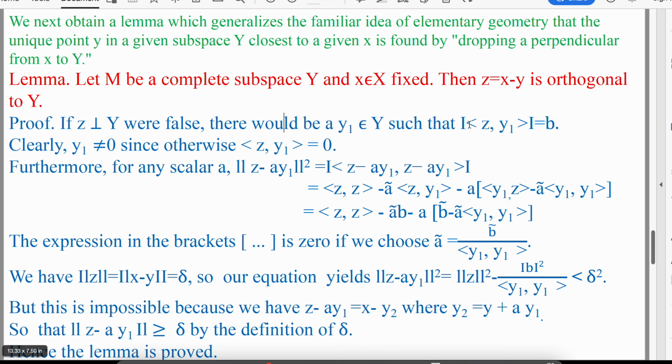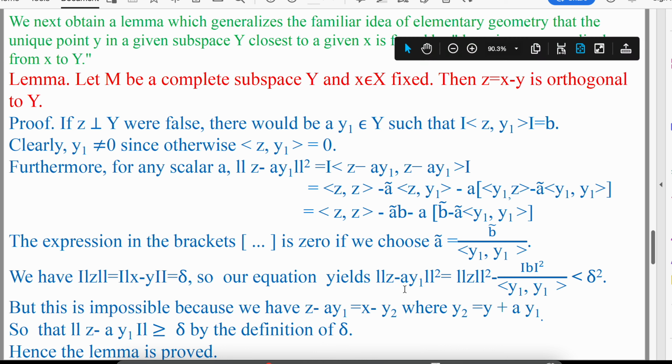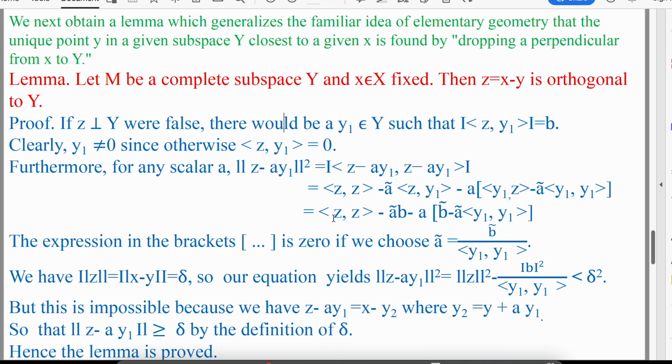delta, because z is equal to x minus y, then this equation, norm of z minus a1 y whole square, is equal to norm z square minus modulus of b whole square upon norm y1 square, and this will be less than delta square, because norm z square minus some term will be less than delta square, since norm z is delta. But this is impossible. Why?